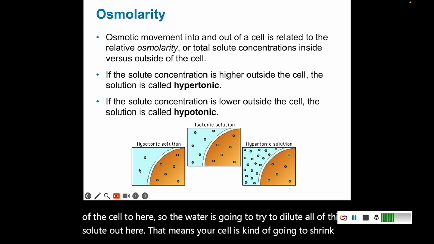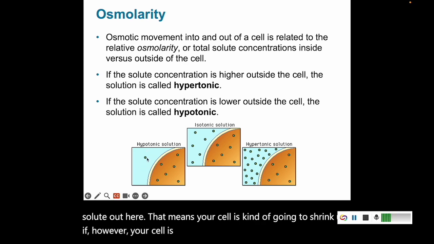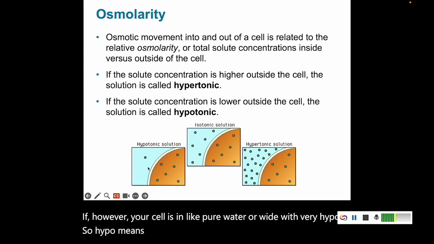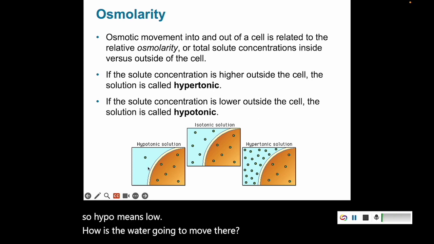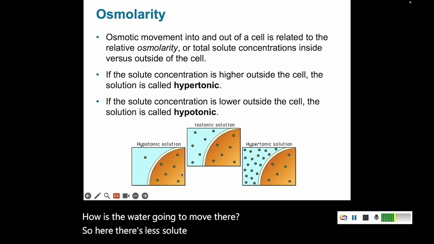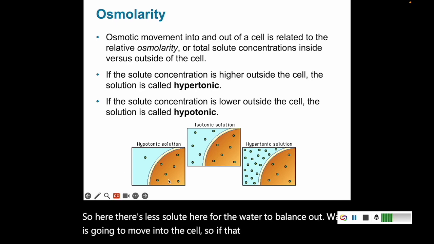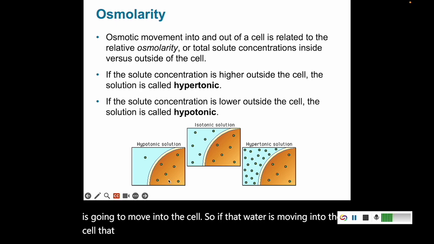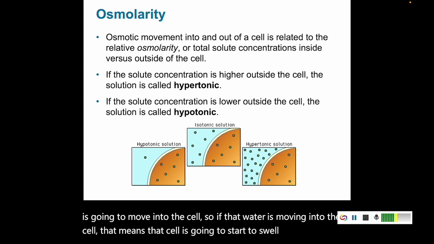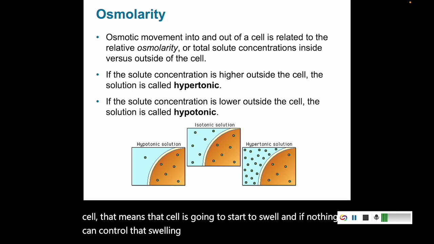If, however, your cell is in pure water or water with very little solute, so hypo means low, how is the water going to move there? So here, there's less solute out here. For the water to balance out, water is going to move into the cell. So if that water is moving into the cell, that means that cell is going to start to swell. And if nothing can control that swelling, eventually that cell will burst.